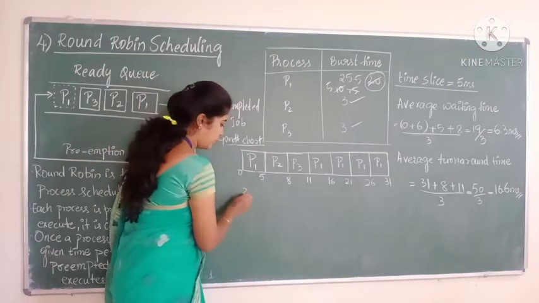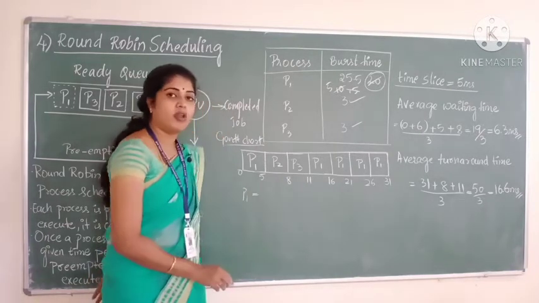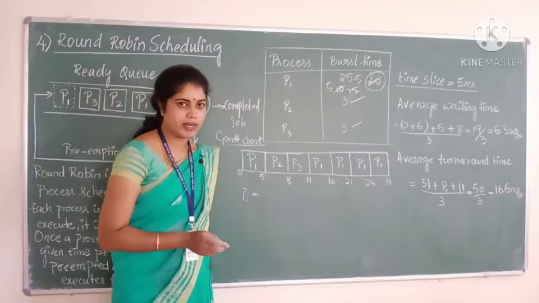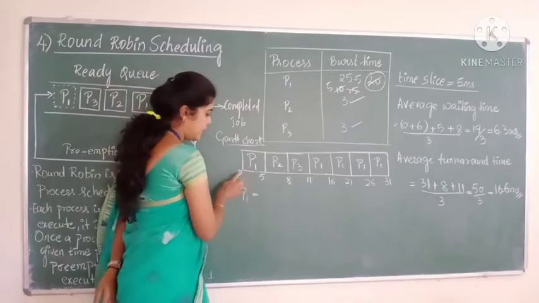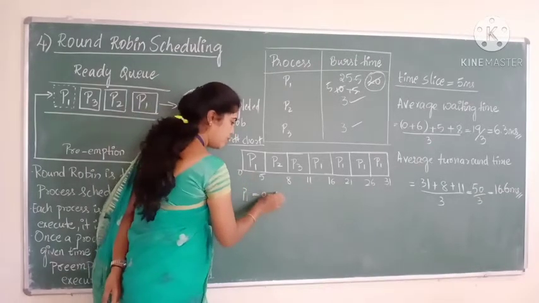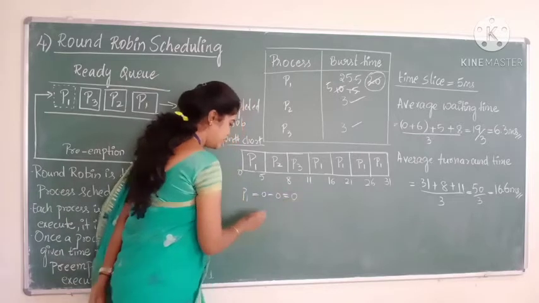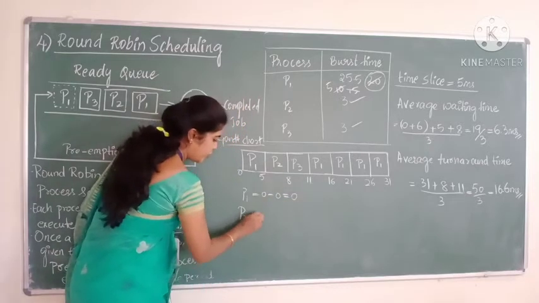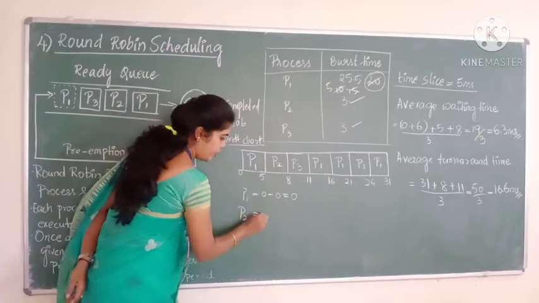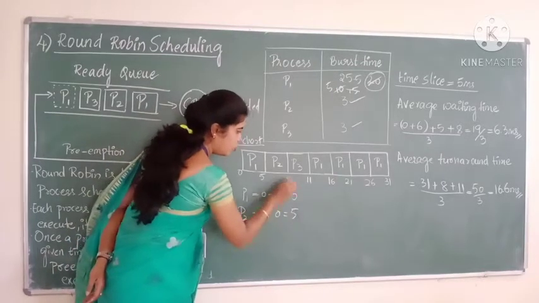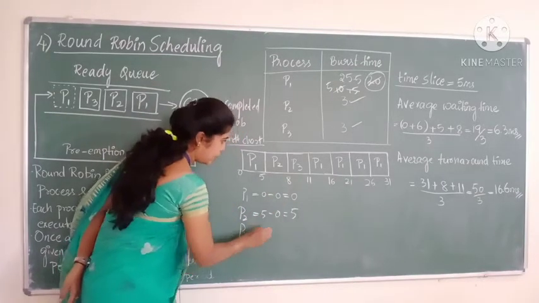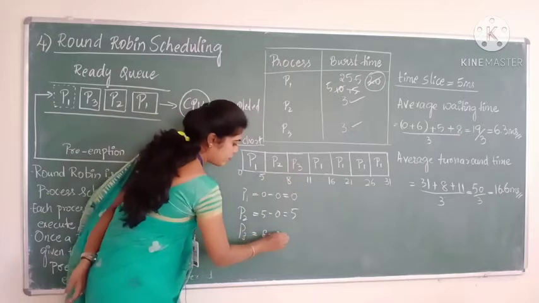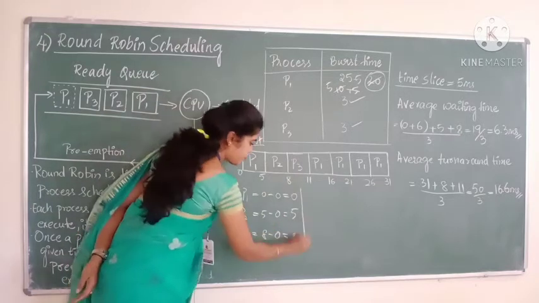See now, the very first one, P1. You all know the formula for waiting time: starting time minus arrival time. Now P1, starting time is 0. Arrival time is always 0, so you will get 0 only. After that you have P2. Starting time is 5 and arrival time is 0, so you will get 5. And P3, starting time is 8, arrival time is 0, so you will get 8 only.